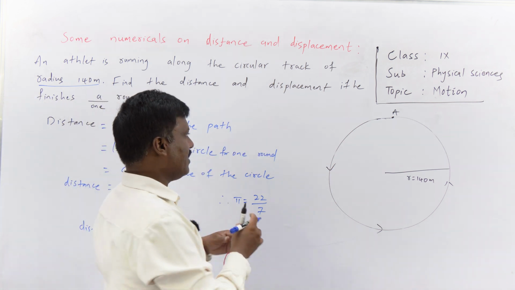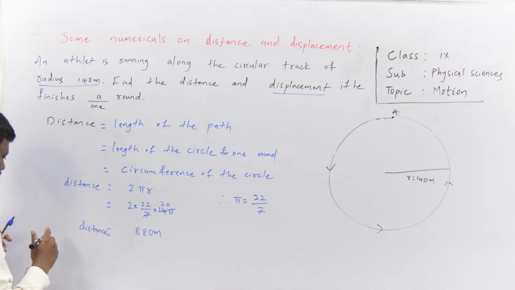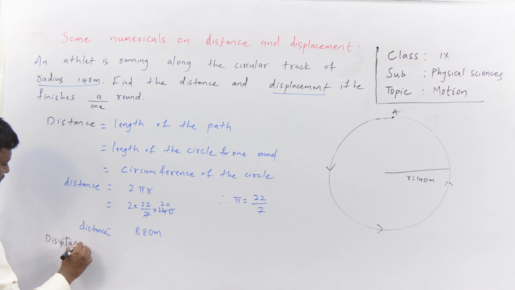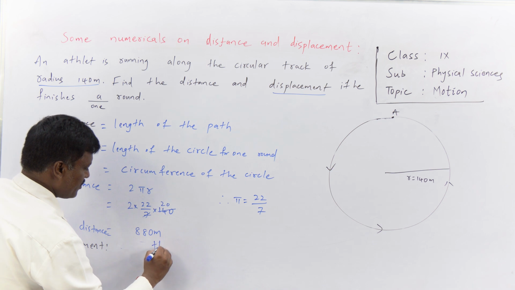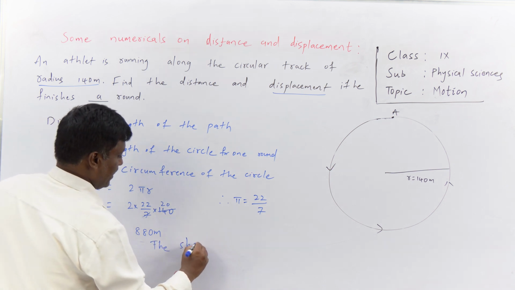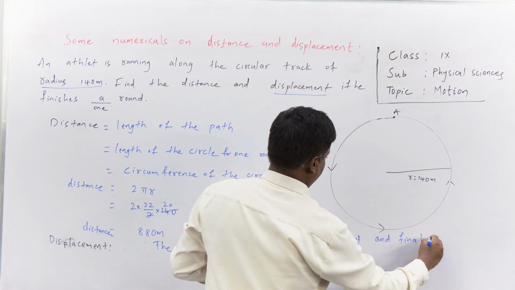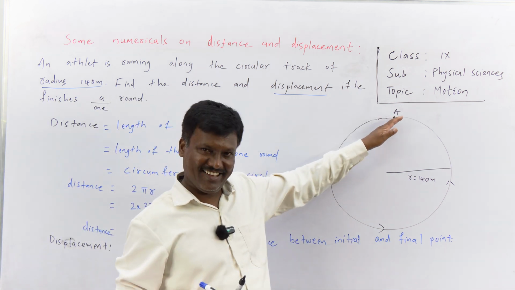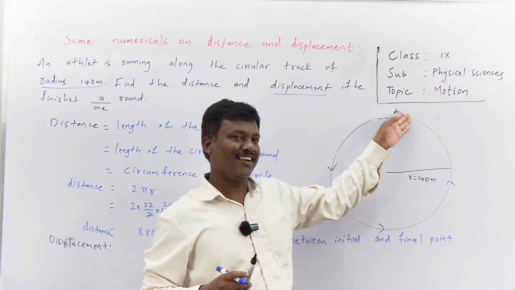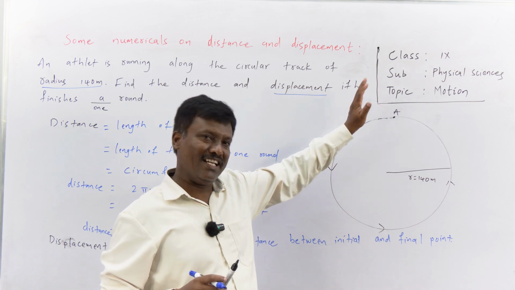Now we are going to calculate the displacement. What is the definition of displacement? It is the shortest distance between the initial and final point. Already the definition is finished, right? Now, what is the initial point in this problem? A. After finishing one round, where did he reach? The same point. The initial point is A, and the final point is also A.